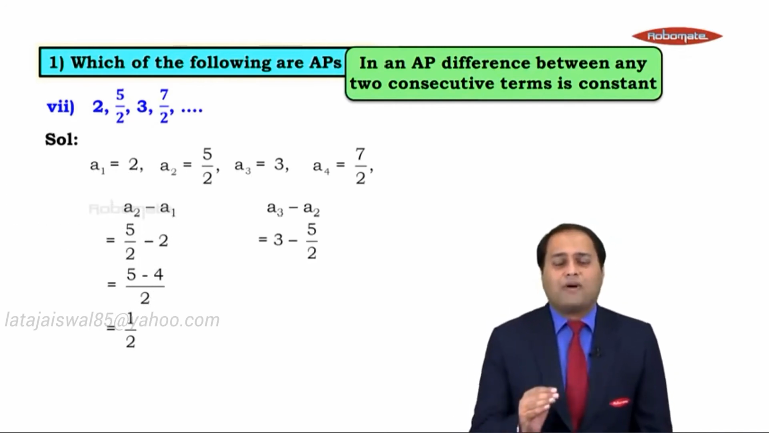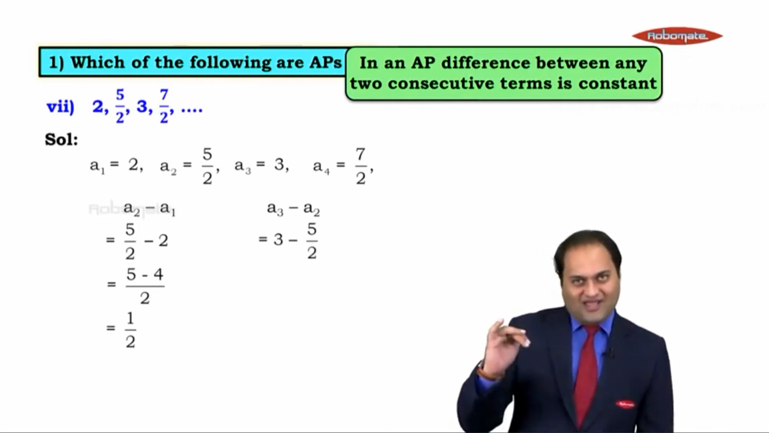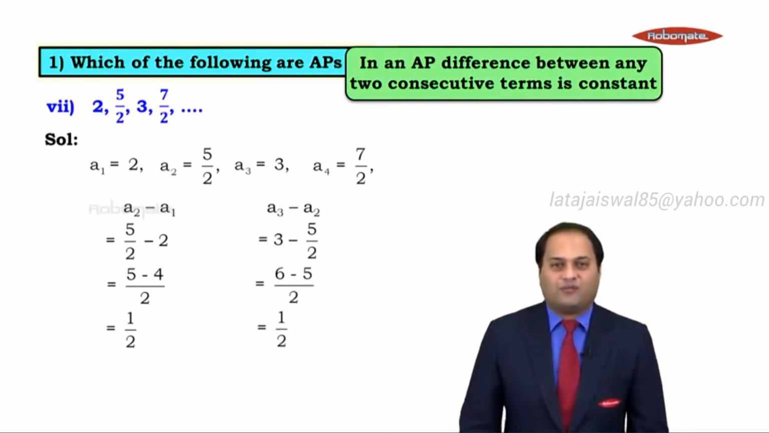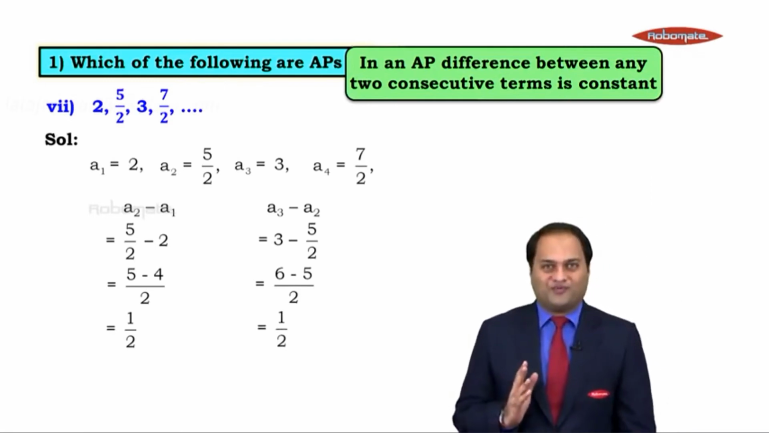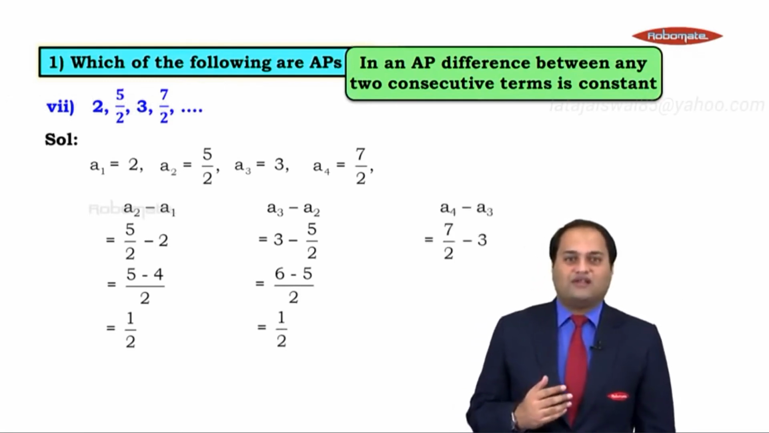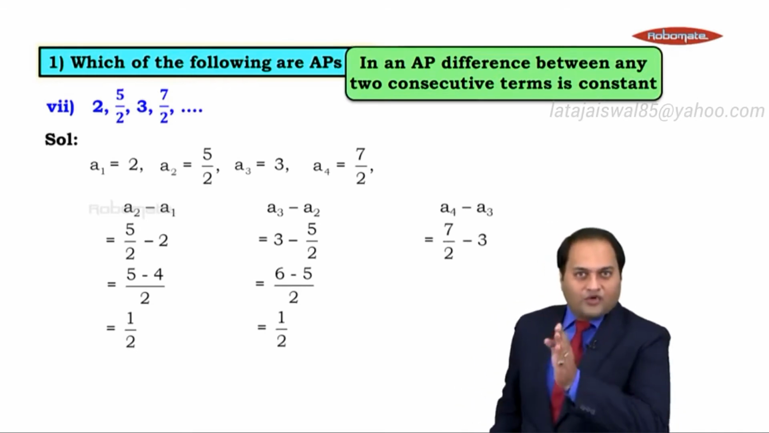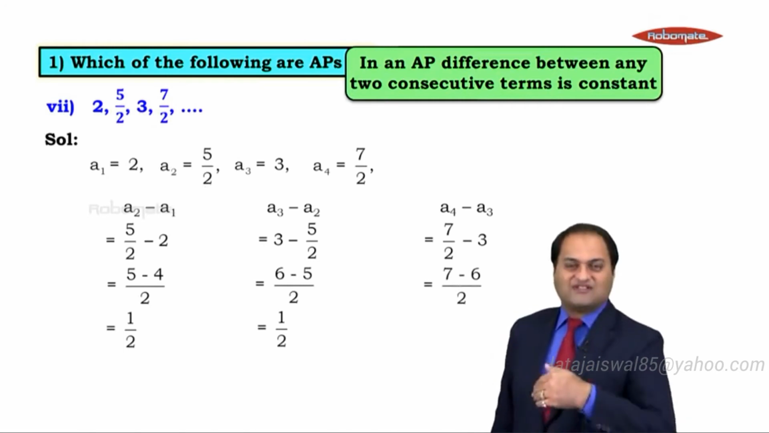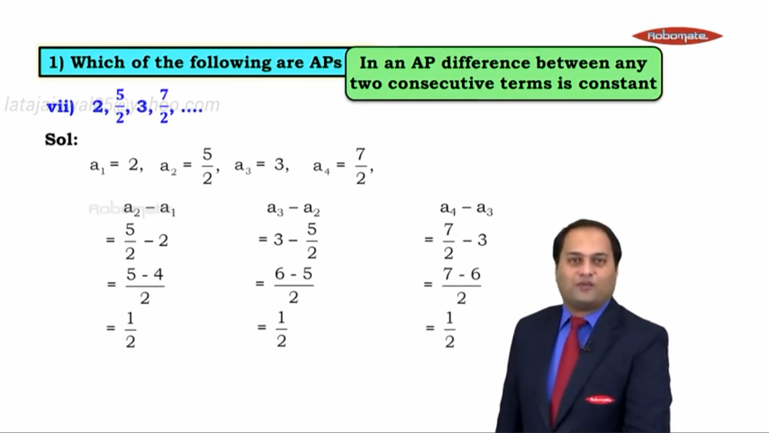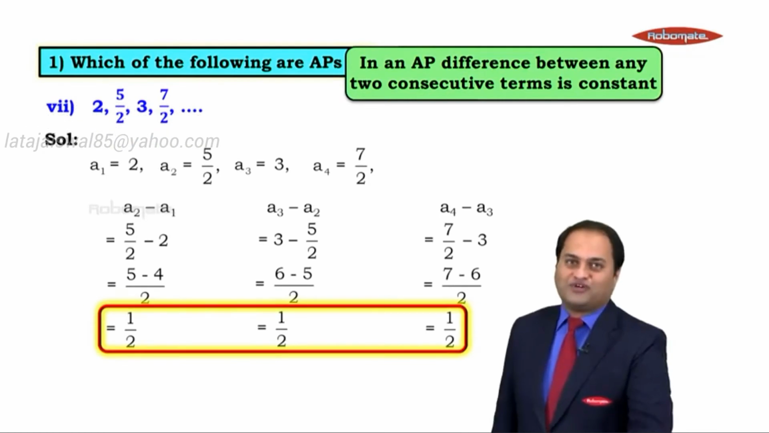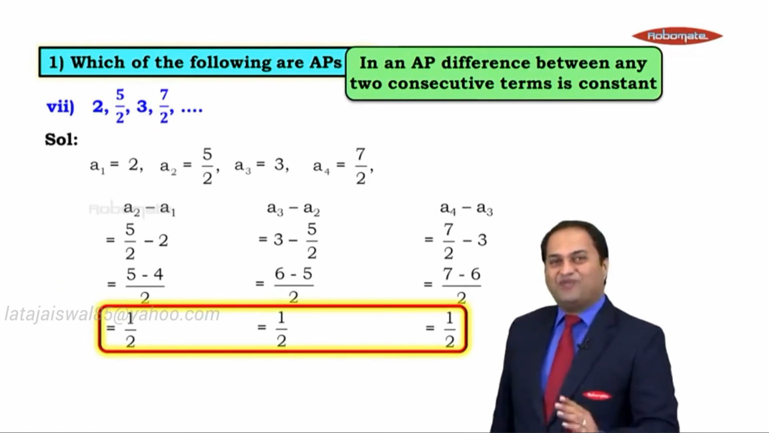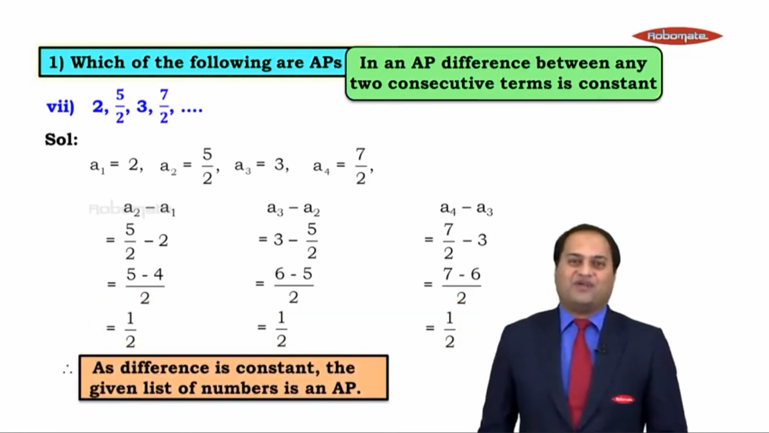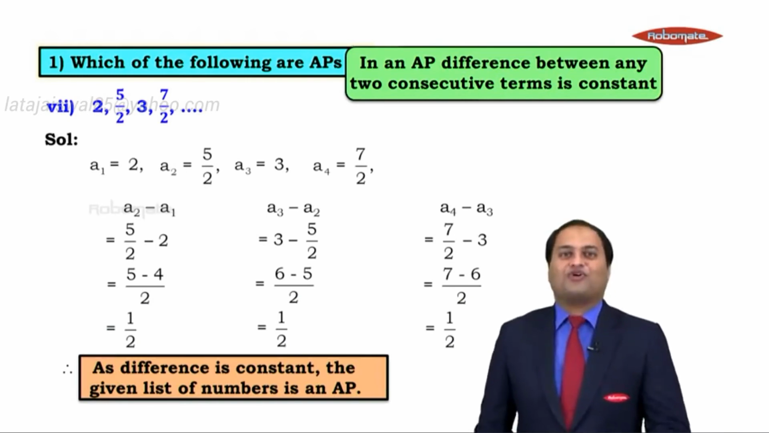It is 3 minus 5 upon 2. LCM, 3 and 2 will get multiplied. We will get 3 2s are 6. We get 6 minus 5 upon 2, which is equal to 1 upon 2. Now we find A4 minus A3, that's 7 upon 2 minus 3. Again 2 and 3 will get multiplied, right? So we get 7 minus 6, 3 2s are 6, upon 2, which is equal to 1 upon 2. What do we observe? We observe that the difference is absolutely the same. And because the difference is absolutely the same, the given sequence is definitely an AP. As simple as that. Let's move on to the next sum.